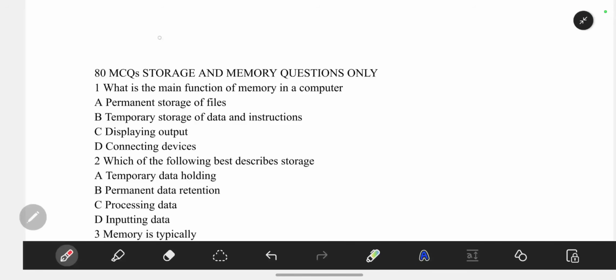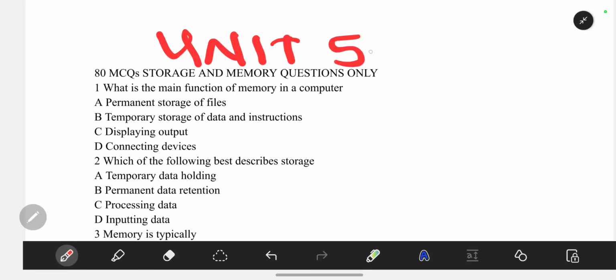So here today we are going to be looking at Unit 5, which is storage. Under this unit, we are going to be looking at 80 questions. So the first question says, what is the main function of memory in the computer?